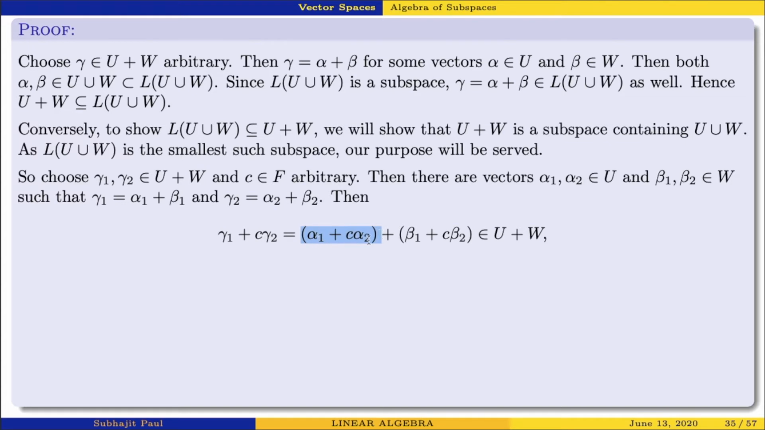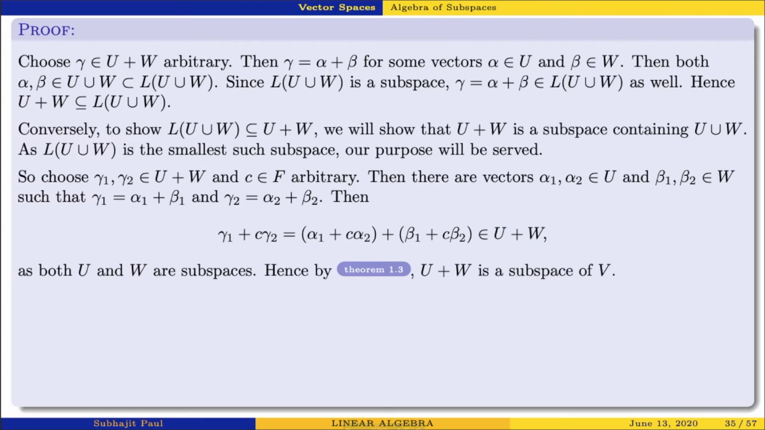Alpha 1 and alpha 2 are two vectors from U. C is an arbitrary scalar, so alpha 1 plus c alpha 2 is again in U. Beta 1 plus c beta 2 for the same reason belongs to W as well. Okay, this conclusion we are making because we have the information that both U and W are subspaces. That is why alpha 1 plus c alpha 2 and beta 1 plus c beta 2 will belong to U and W respectively, as both U and W are subspaces.